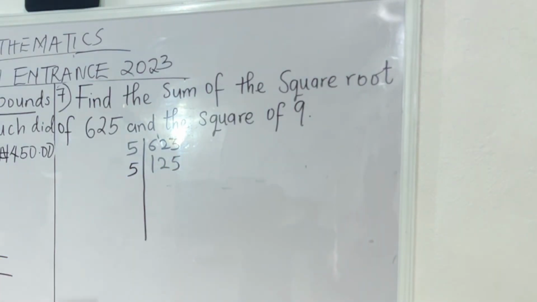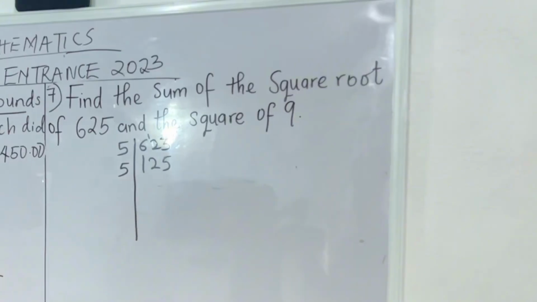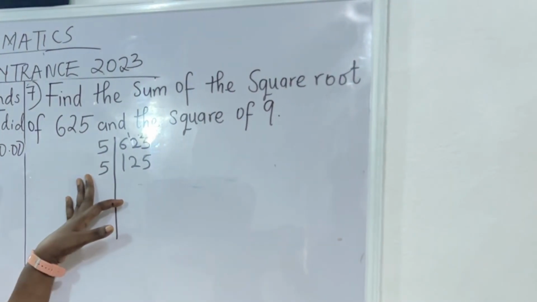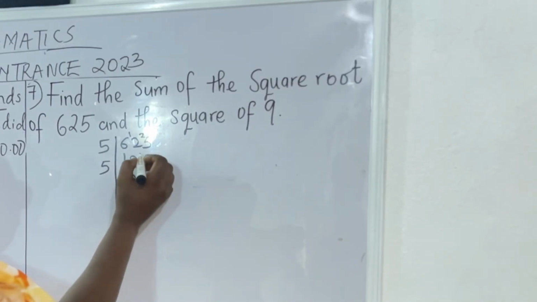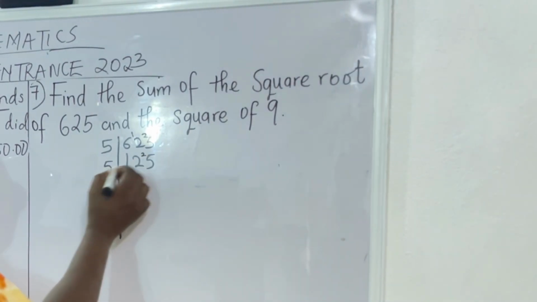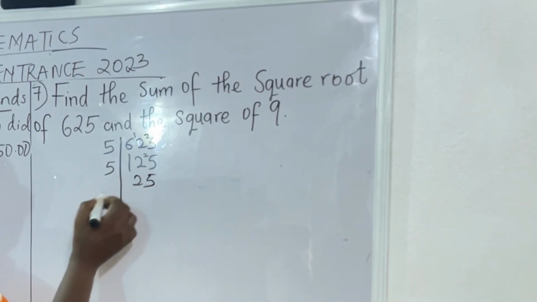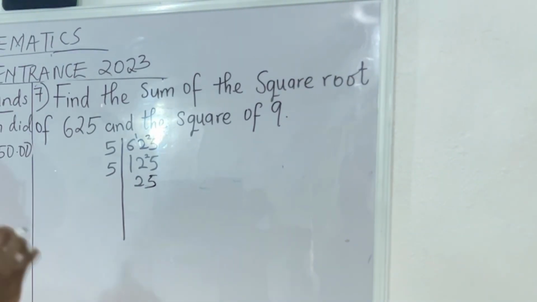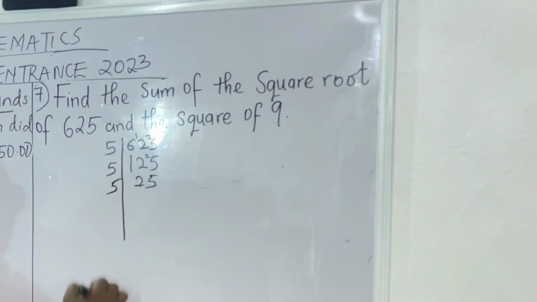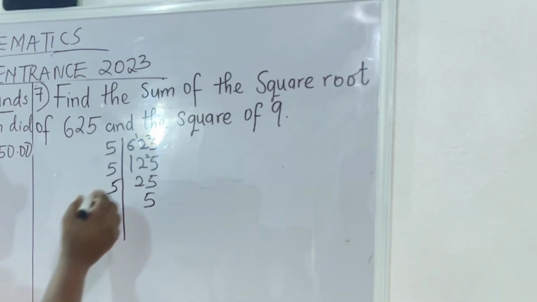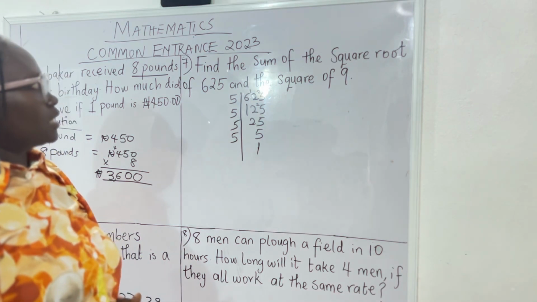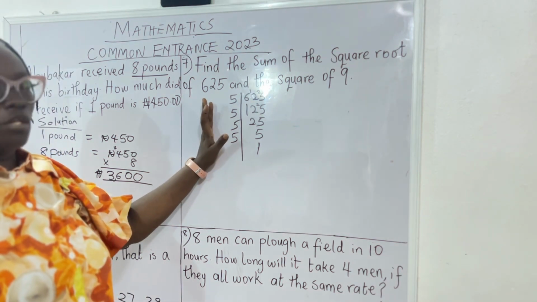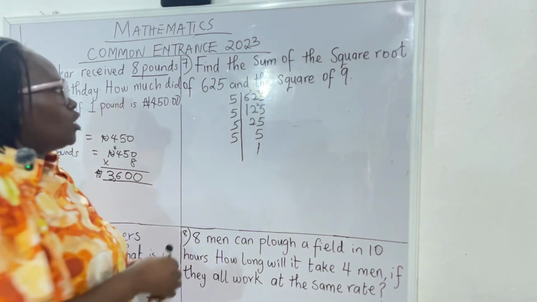And what else can divide? 5 can divide. 5 is the smallest prime factor that can divide 125. So you have 5 in 12 is 2. Remainder 2. 5 in 25 is what? 5. What is the smallest prime number that can divide 25? That's 5. 5 in 25 is 5. What is the smallest number that can divide 5? That is 5. 5 in 5 is 1. So how do you get your square root after getting these factors? Because it's a square, you pair.